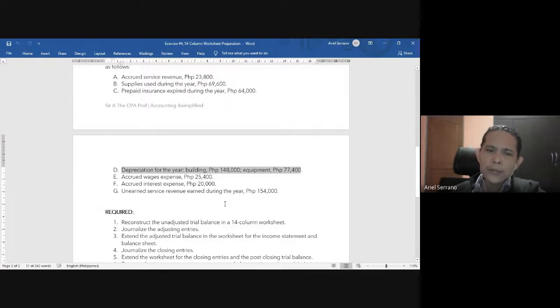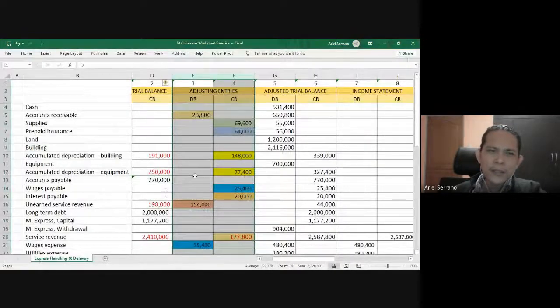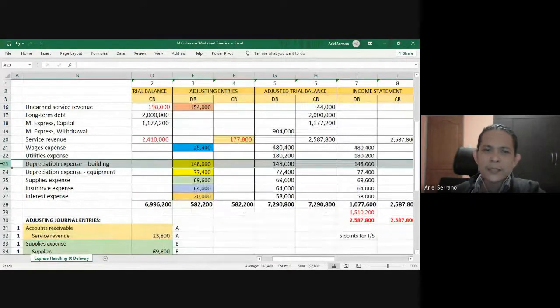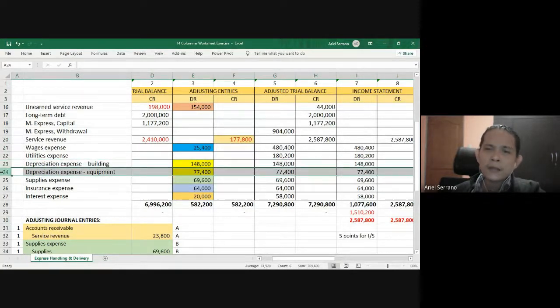So, how do we do that? And what is our journal entry? Our standard journal entry for depreciation is a debit to depreciation expense and a credit to accumulated depreciation. So, where is our depreciation expense? We have separated depreciation expense for building and for equipment.